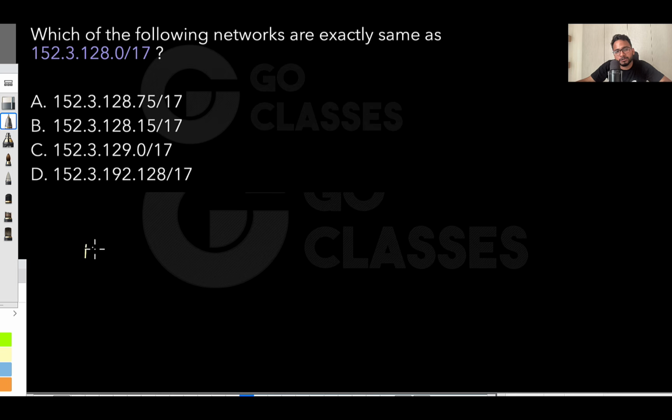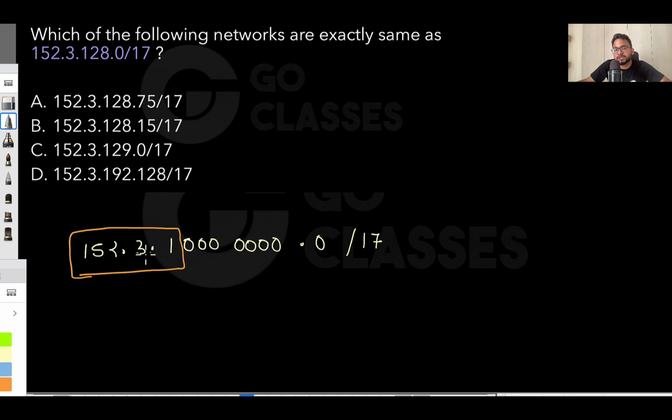It's also an easy question. So they are saying 3.128 means 1 followed by all zeros, 3, 1, 2, 3, 4, right? Dot 0, slash 17, right? So this is basically saying that this must be the same. These are the 17 bits. This must be the same, and then you can write anything here. So can you write 75 here?